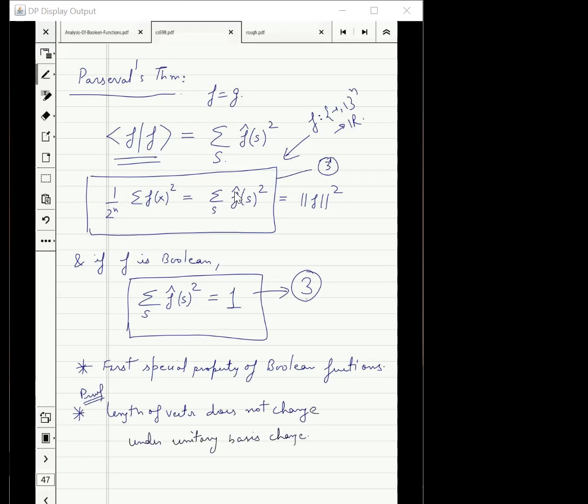Whenever someone says f is Boolean, you should start using this for sure. This is the first thing which should come to your mind. Oh, f is Boolean, and you want to use Fourier analysis, then you should say, oh, their Fourier coefficients will sum up to 1. That's the first thing. Then we'll move on to doing other things.